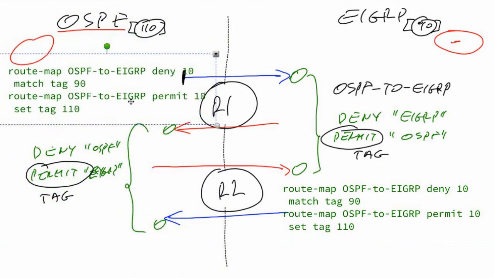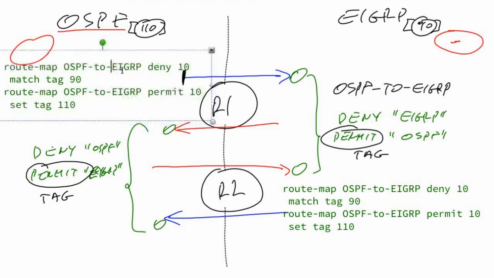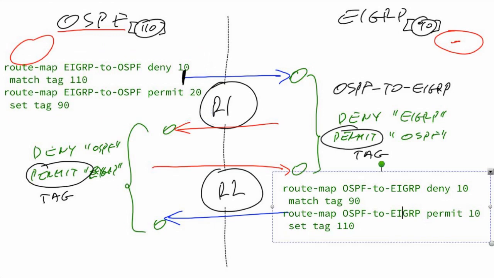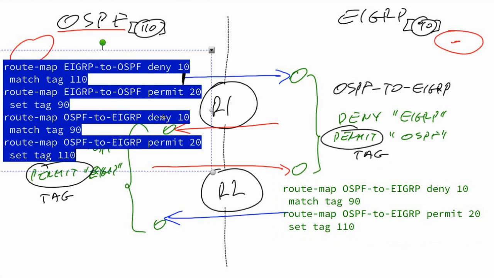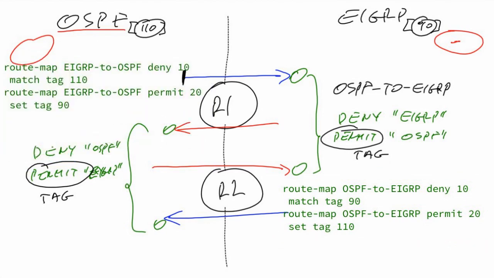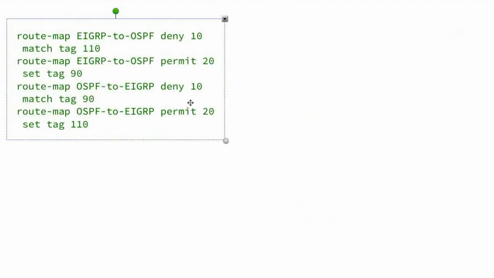So on this side, let me try to find a place where I can put it. So on this side, I'm going to have similar but slightly different policies. So here, I'm going to have EIGRP-to-OSPF deny 10, and this changes to 110, and this is also EIGRP-to-OSPF permit. Actually, slight mistake, this needs to be 20, and this here needs to be 20. So now that I have these two, let me actually copy this, and what I'm going to do now, just going to cheat a little bit. And now that I have this policy here, these are both of my route maps now in a single place.